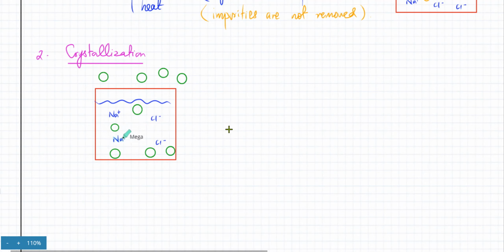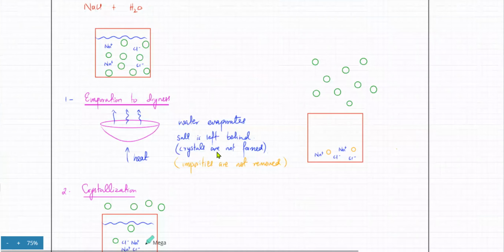Once most of the water molecules are gone, the particles which were previously separated or completely scattered might try and get together. You allow it to cool down. Don't get rid of all the water molecules, but get rid of at least half or more than half of them. So previously, why were the particles not getting together?